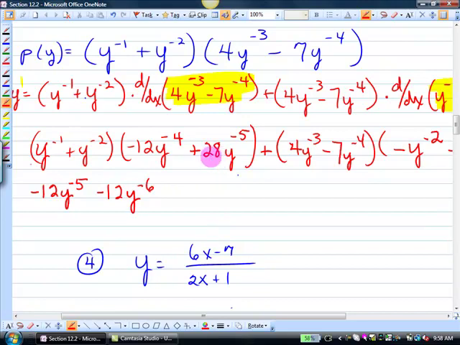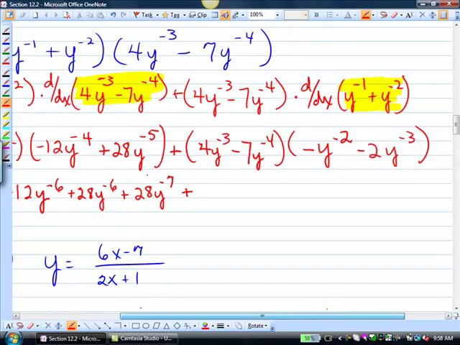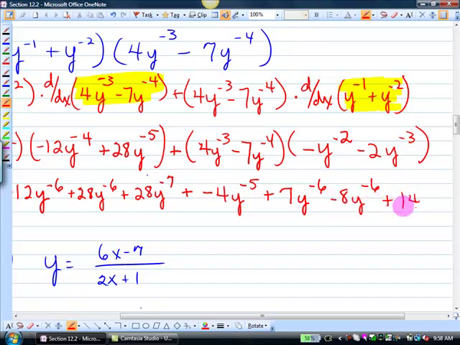And then we're going to multiply this guy by both those. So we get plus 28y to the negative 6 plus 28y to the negative 7 plus, you guys may already have it done on your paper, negative 4y to the negative 5 plus 7y to the negative 6 minus 8y to the negative 6 plus 14y to the negative 7.